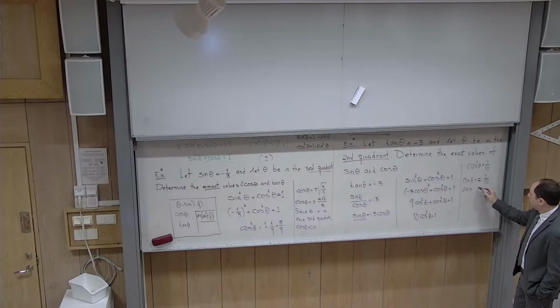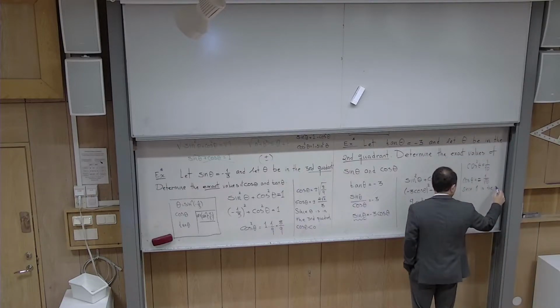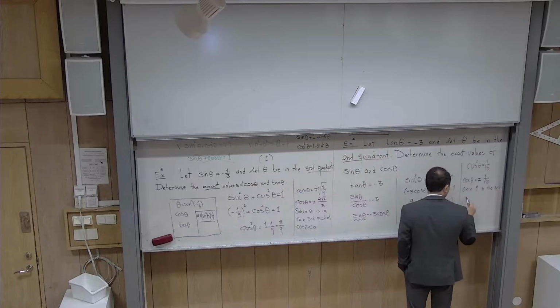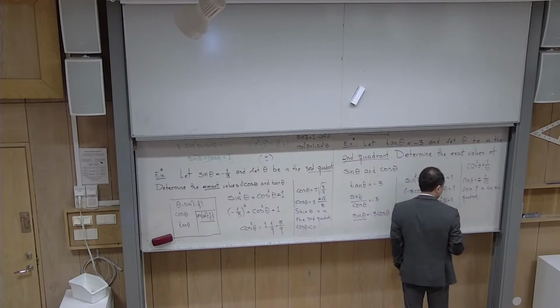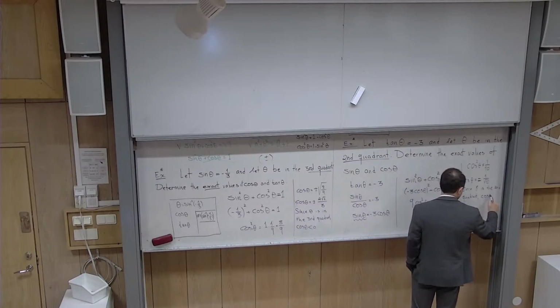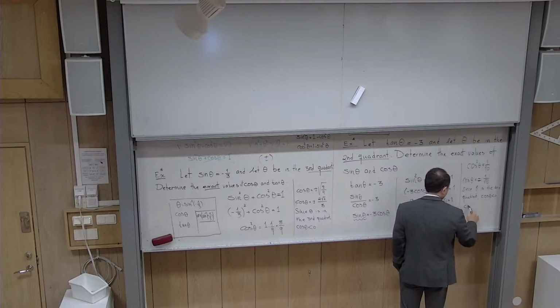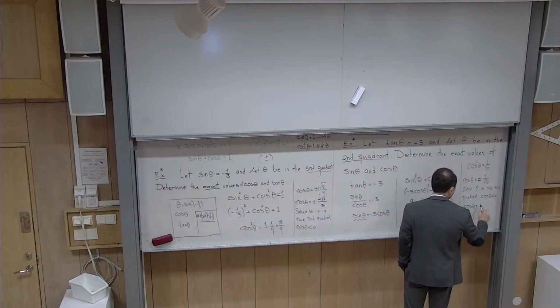So I would say, just write something to show that you know about this. Since theta is in the second quadrant, cosine theta should be negative. So therefore, the answer that you have to provide for cosine is negative 1 over square root of 10.